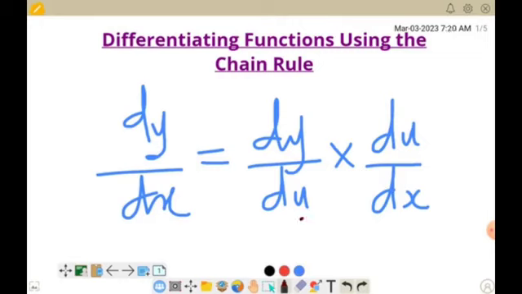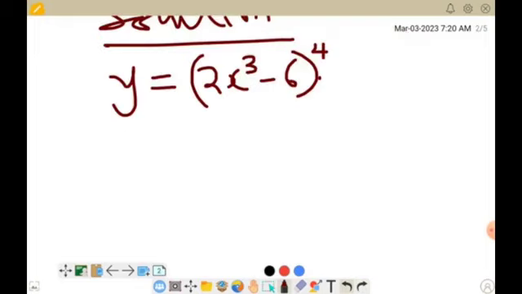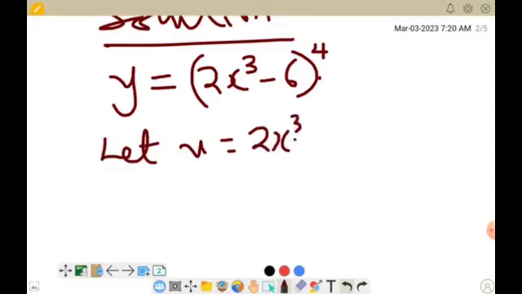Alright. The next thing to do is, if you take a close look at this particular formula, you will find out that we have u there. Now what this means is that we're going to write the expression in the bracket as u. So we can say let u be equal to x cubed minus 6. Don't bother yourself about what we have up here for now.